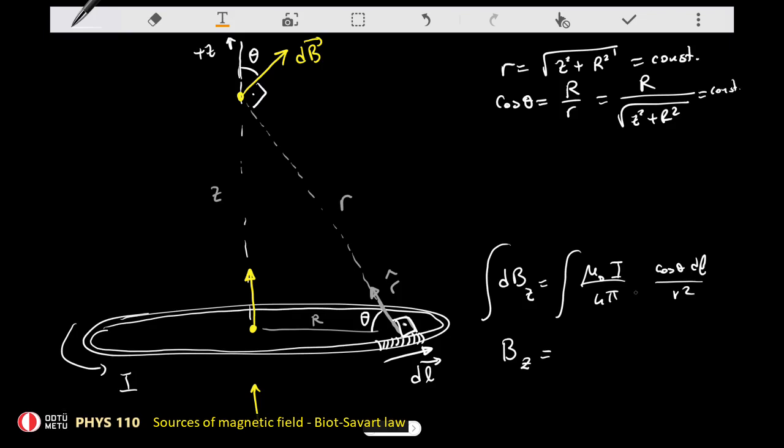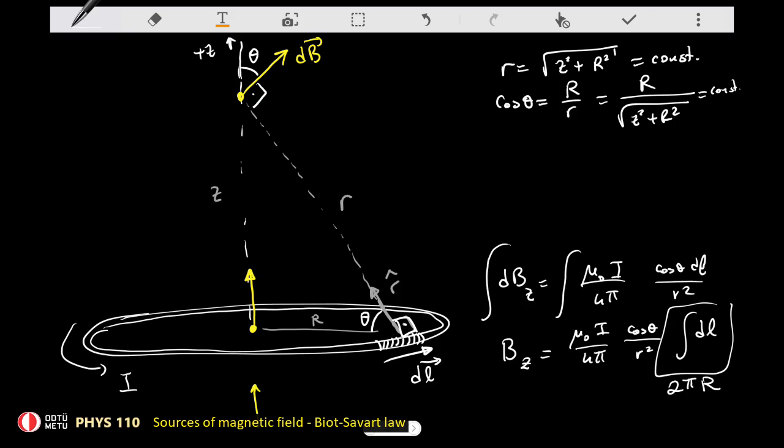Which means that within that integral I have this constant in here: cosine theta is constant, r squared is constant. We have three constants, so I can take them out of the integral. And within the integral, I have just the integral of the length. And we have seen this thing, this integral of the length is just the circumference. So therefore, this is equal to 2 pi r.